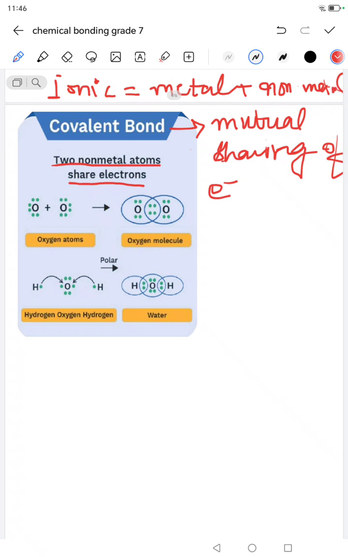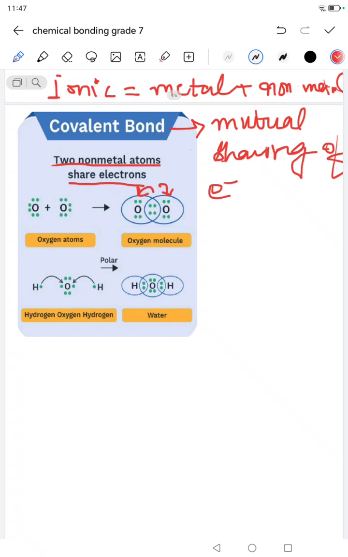So basically what happens is they are actually mutually sharing electrons between each other. So the electron that is being shared is actually acting as the electron of both atoms. So here if you see, the oxygen is belonging to group 6 and it has 6 electrons in its outer shell. Two of the oxygens, they will mutually share their two electrons, and hence the 8 electrons will be complete for both the oxygen atoms.